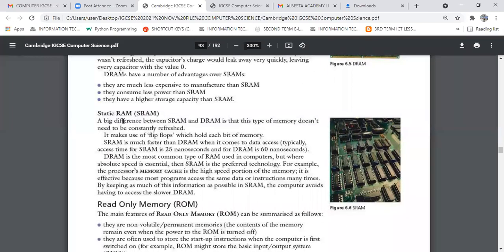The other one is SRAM, which is static random access memory. A big difference between SRAM and DRAM is that this type of memory does not need to be constantly refreshed, just like the DRAM. So we are considering memory and data storage.